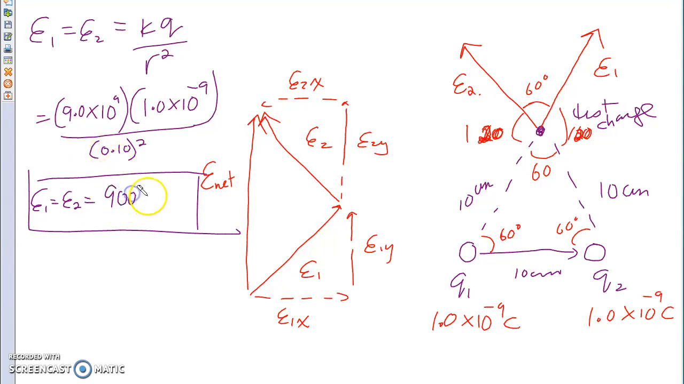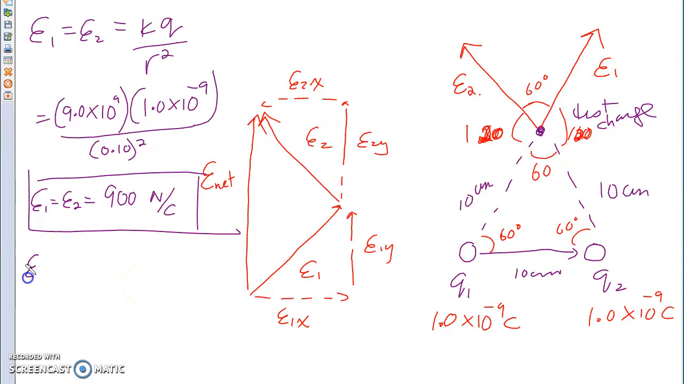900. By the way, I forgot to mention this yesterday, that the electric field does not have its own unit. It's newtons per coulomb. Okay. All right. We're not done, anywhere close to done.